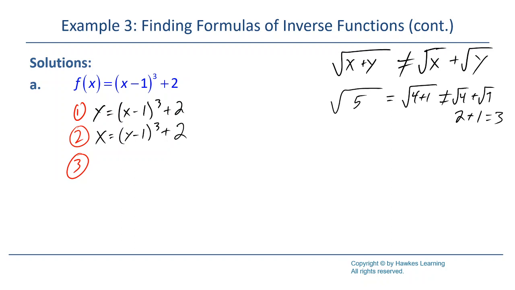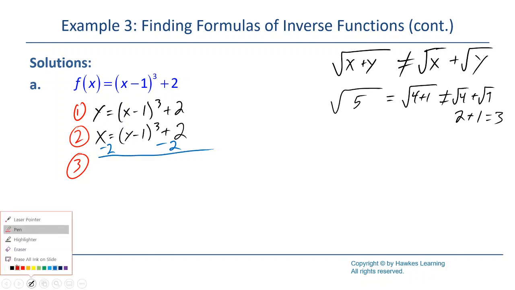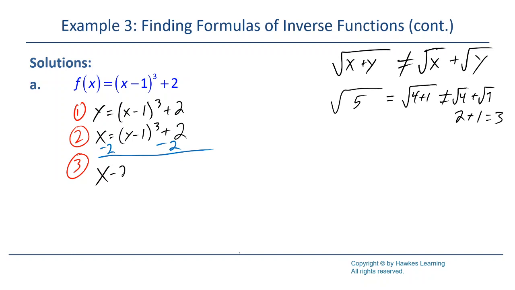So you can only remove a cube by taking the cube root of that whole piece. But the other thing is, equations are balanced. What you do to one side, you have to do to the other. So first thing we're going to do is try and get this y minus 1 cubed entity by itself. To do that, I'm going to subtract 2 from both sides. So once I do that, I have x minus 2 equals y minus 1 cubed. All right, now we're in business.